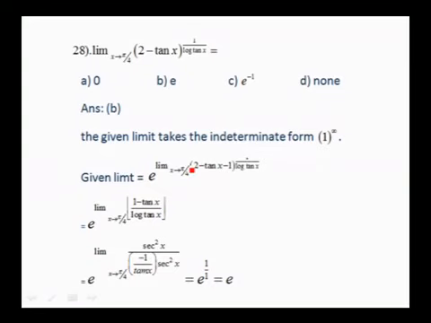So here f(x) minus 1, that is 2 minus tan x minus 1, into g(x) which is 1 by log tan x. So if you multiply this, then it becomes 1 minus tan x over log tan x.